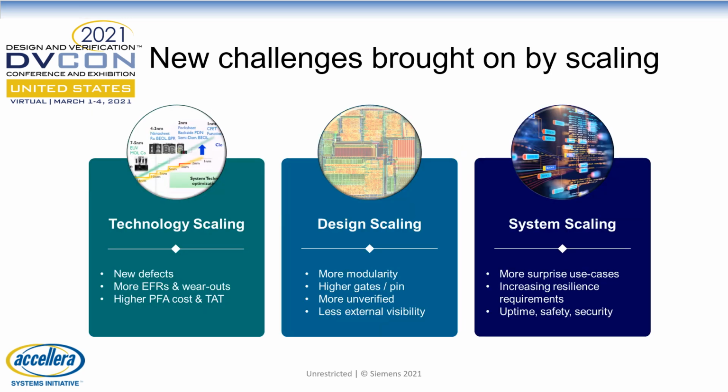These types of designs are introducing new scaling challenges on multiple fronts. On the technology front, we need to address new kinds of defects and fault models with higher physical failure analysis costs. Our design and verification methodologies need to scale up for better modularity with increasingly higher numbers of gates per device. We need to accept that we may not be able to fully verify some parts of the design and that we will have increasingly lower external visibility.